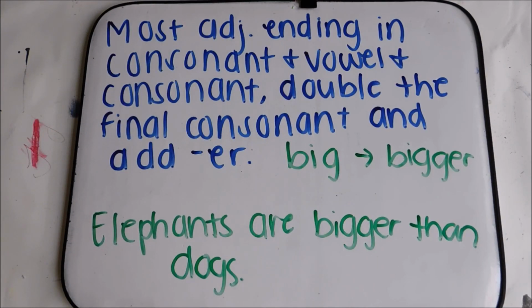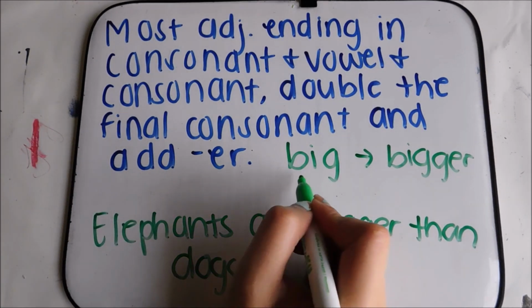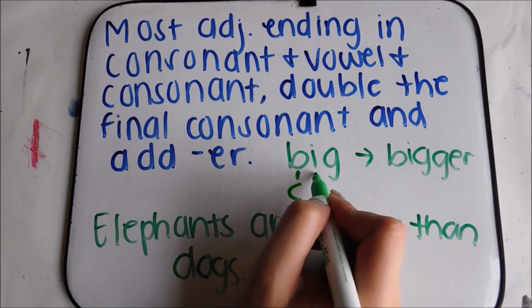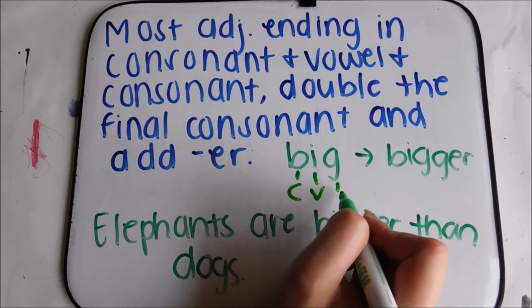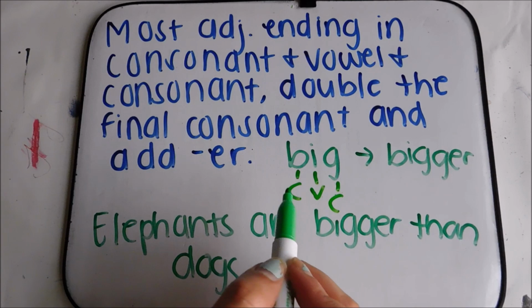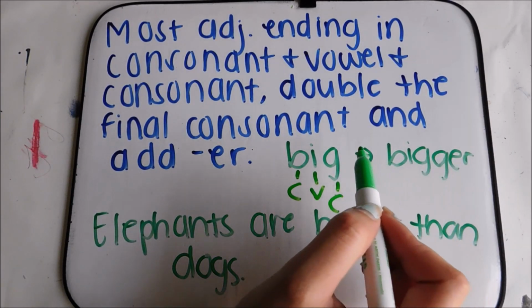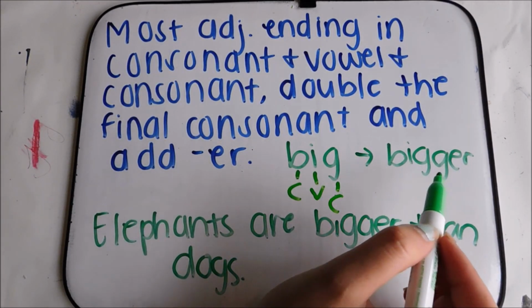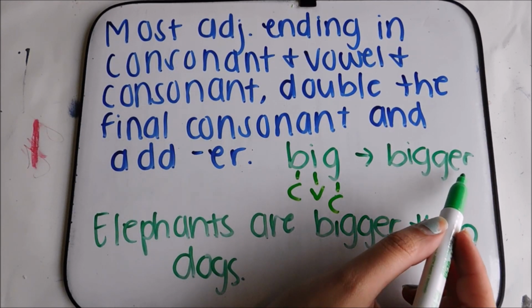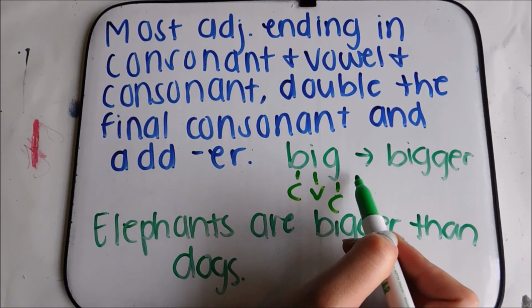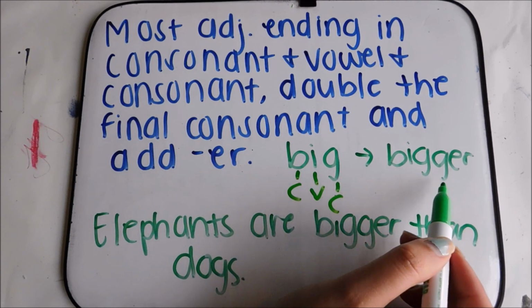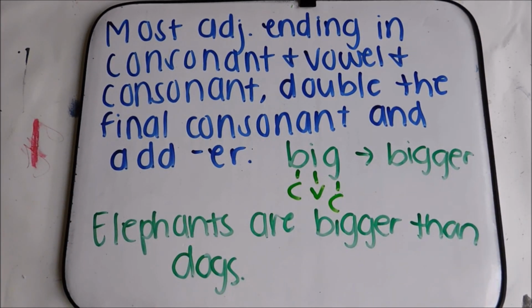Most of the adjectives that end in a consonant, vowel, and consonant, we have to double the final consonant and then add ER. For example, the word big, here we have consonant, the letter I is a vowel, and the letter G is a consonant. So there's consonant, vowel, consonant. So we put double of the final letter, which is G, and then we add ER. So B-I-G, it's big, changes to B-I-G-G-E-R, bigger. For example, elephants are bigger than dogs.